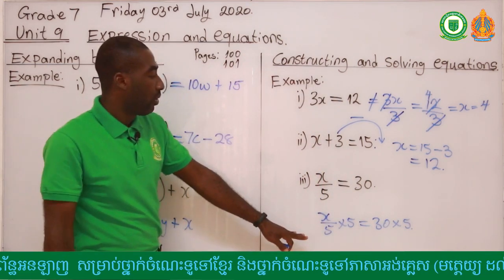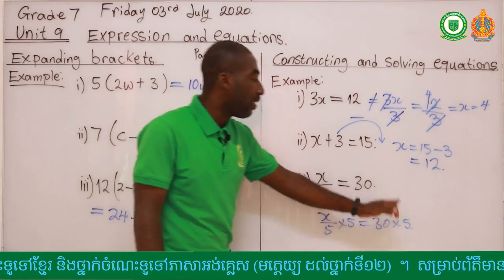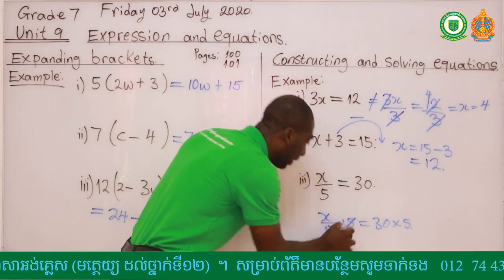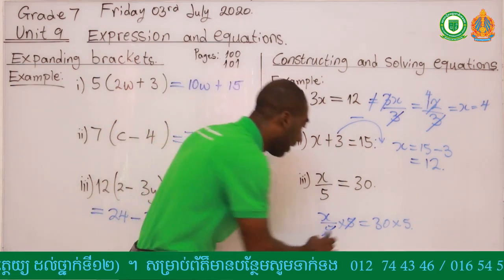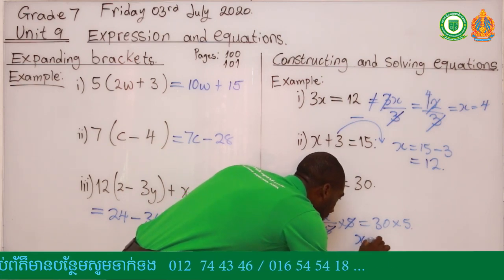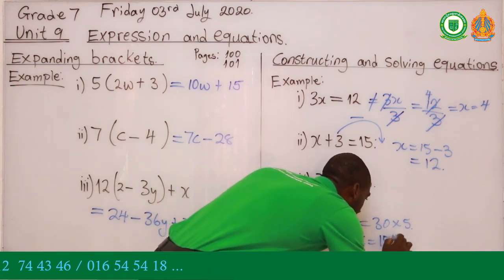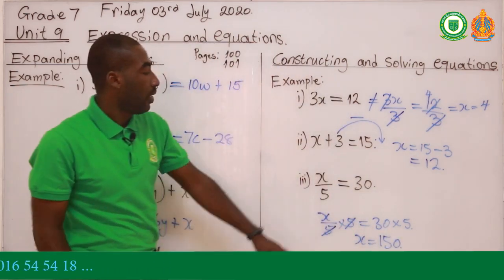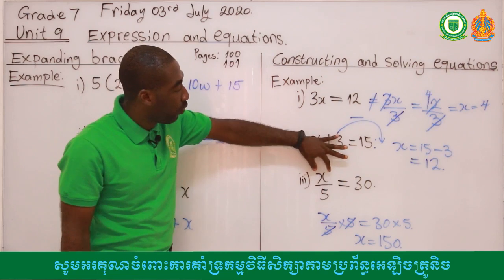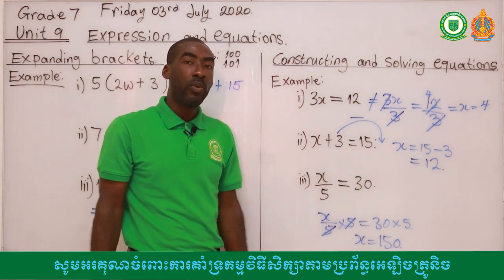Okay, so because we want to go away with our 5, we need to multiply this side of the equation by 5 and then this side of the equation also by 5. So this 5 will cancel this 5. So x will stand alone. So that means we're going to have x, which is equal to, 5 times 30 will give us 150. So if you see, x is equal to 150. If you put 150 here and you divide by 5, it's going to give you 30.